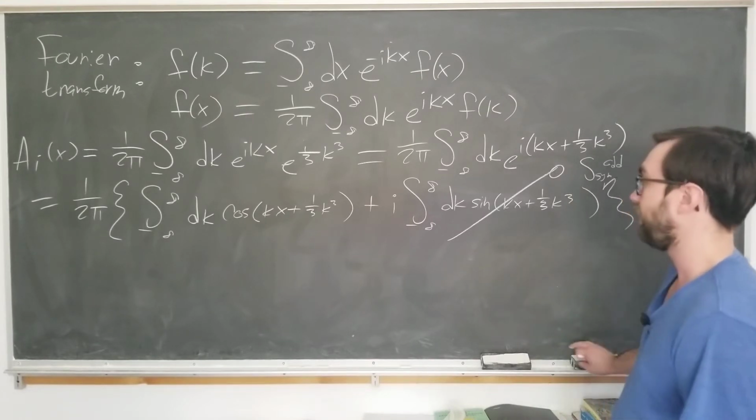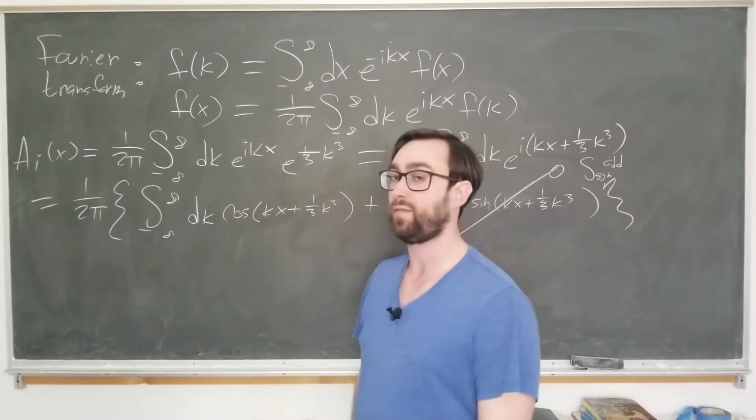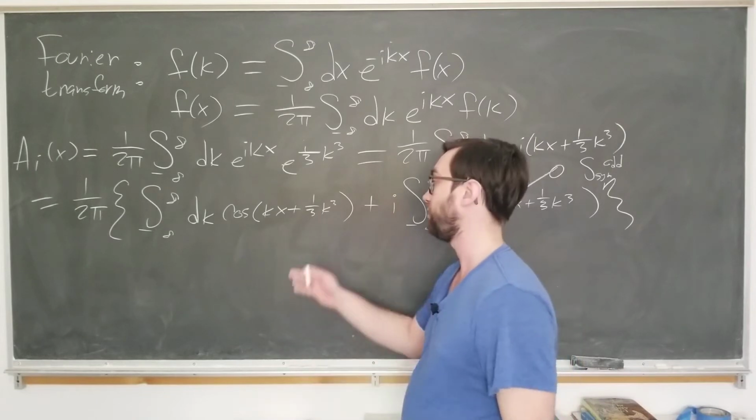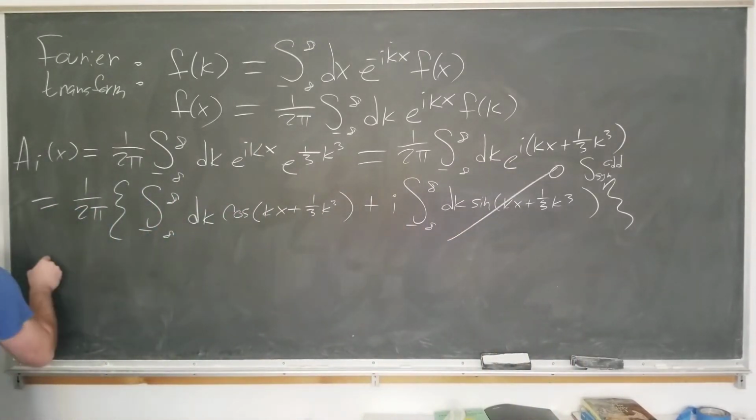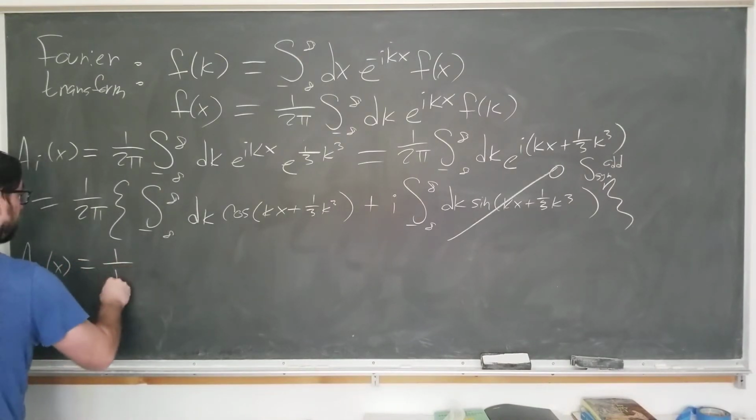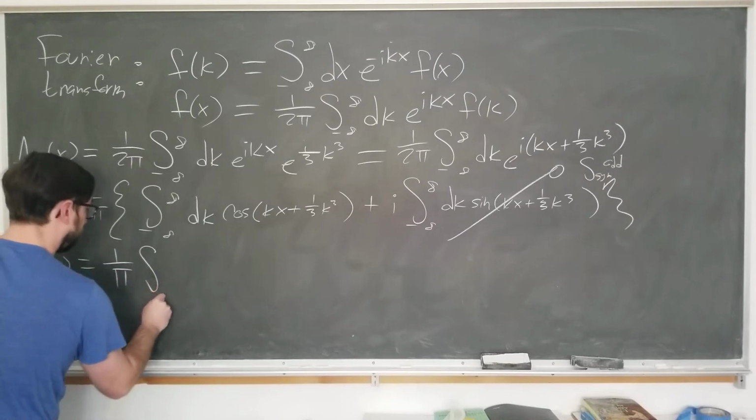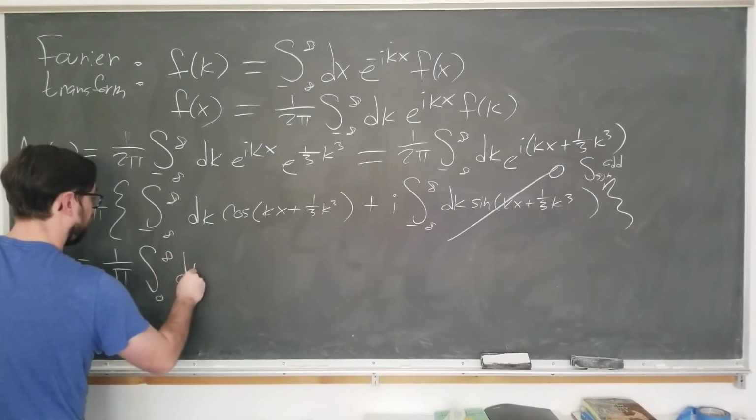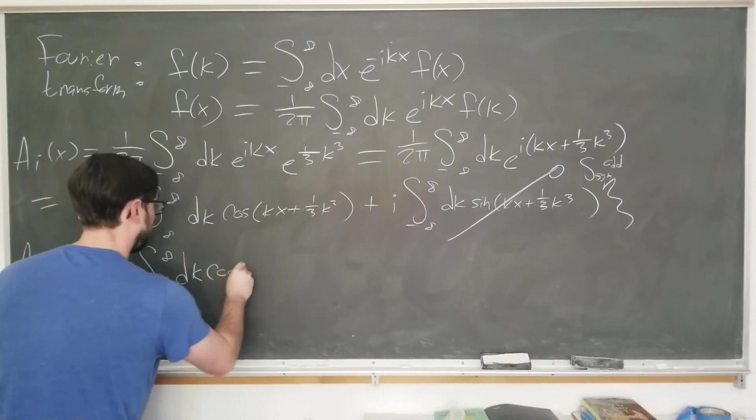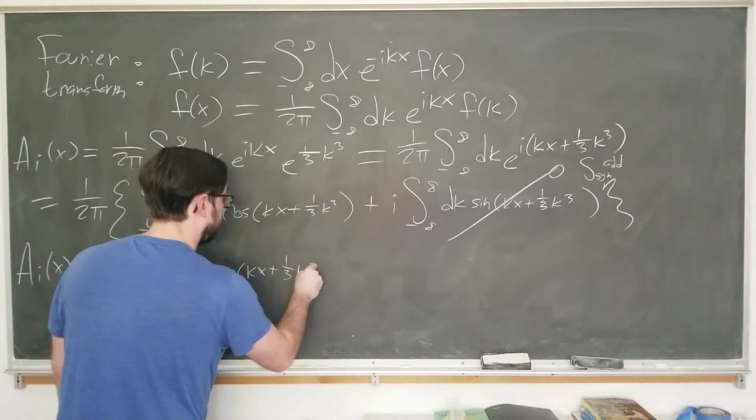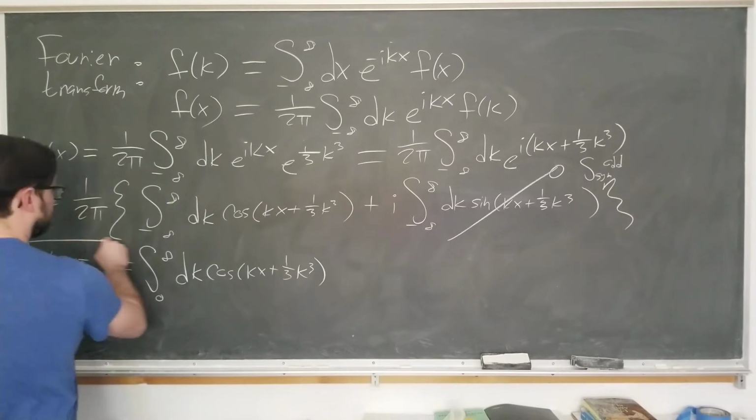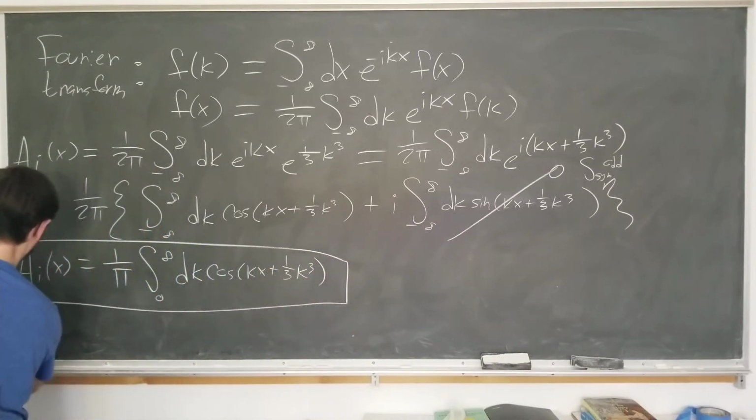All right, and the cosine integral is obviously even. It's equal to twice the integral from 0 to infinity, and that's our final answer. So our Ai of x is just 1 over pi, integral from 0 to infinity with respect to k, of cosine of kx plus 1/3 k cubed. That's our final answer for Ai of x.